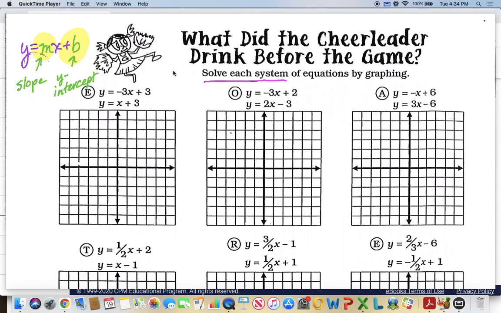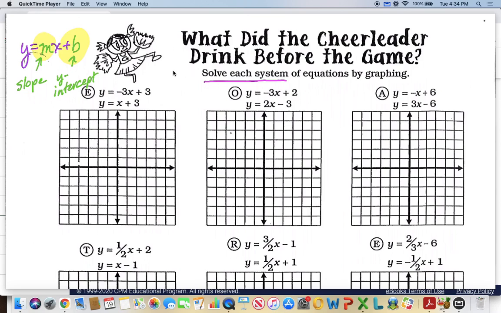This is the Chapter 5 review homework. And in this case, what we're doing is we're graphing two equations that are in the slope-intercept form, or as we like to call it, the y equals mx plus b form.